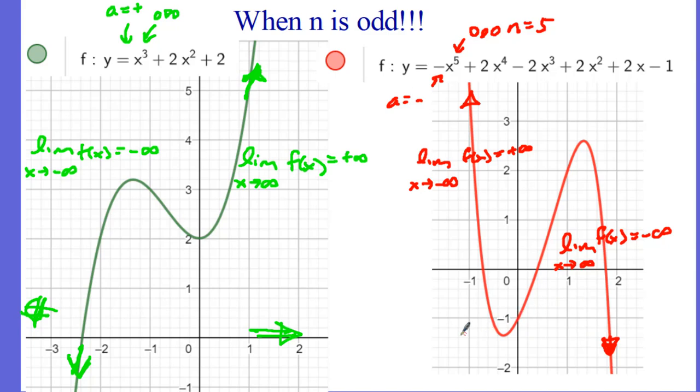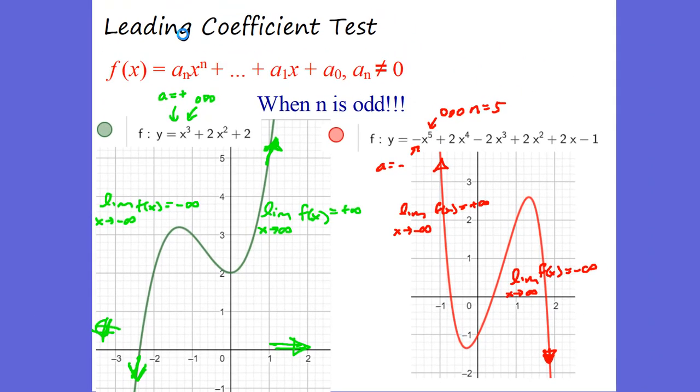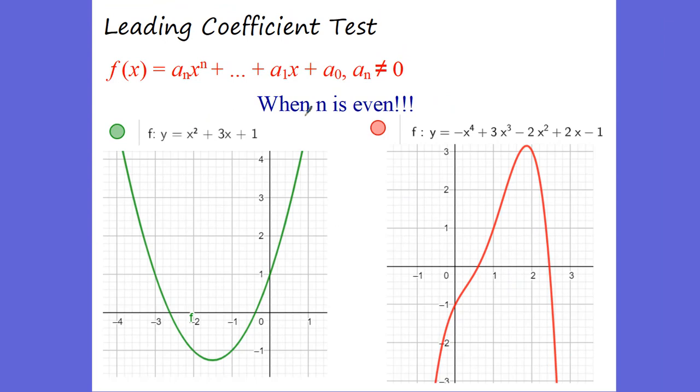For odd values, the right-hand and the left-hand behaviors are always opposite of each other. So if you know this positive odd value, this green graph right here, you can conversely know the red graph as well. But let's take a look at what happens if my n value is even.